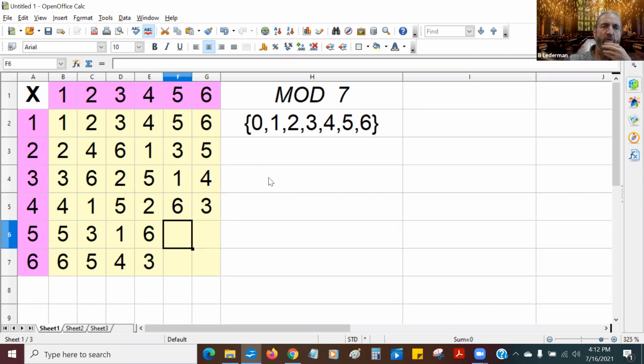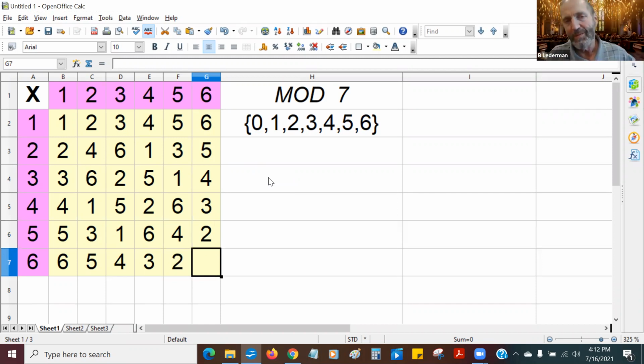Let's see, 5 times 5 is 25. 25 is a remainder of 4. And 5 times 6 is 30, which is a remainder of 2, because 28, right, the remainder 2. And again, now there's a symmetry here because multiplication is commutative. In other words, mod 7 inherits the commutativity that multiplication has. And finally, 6 times 6 is 36, which is 1 mod 7.